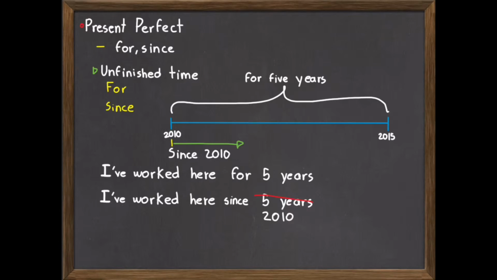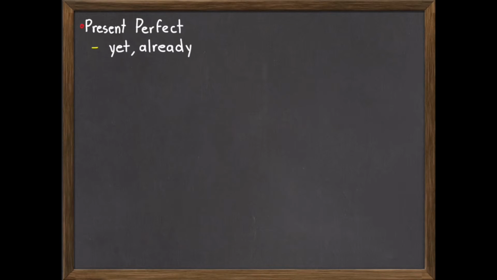Now pay attention to these words because we do not use in and a time expression with the present perfect tense. For example, I've worked here in 5 years. That sentence would be wrong. We would rather use the past simple, like I worked here. I worked here in 2005, or I worked here in the 90s. That would be correct. Now let's look at how we use the present perfect with the words yet and already.